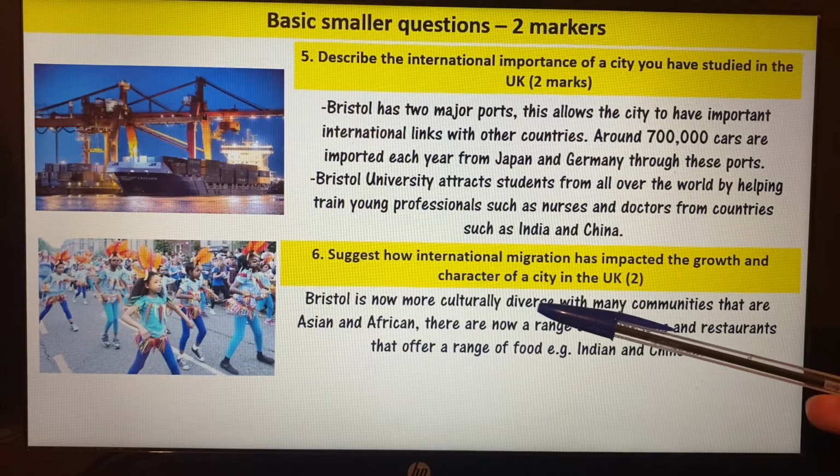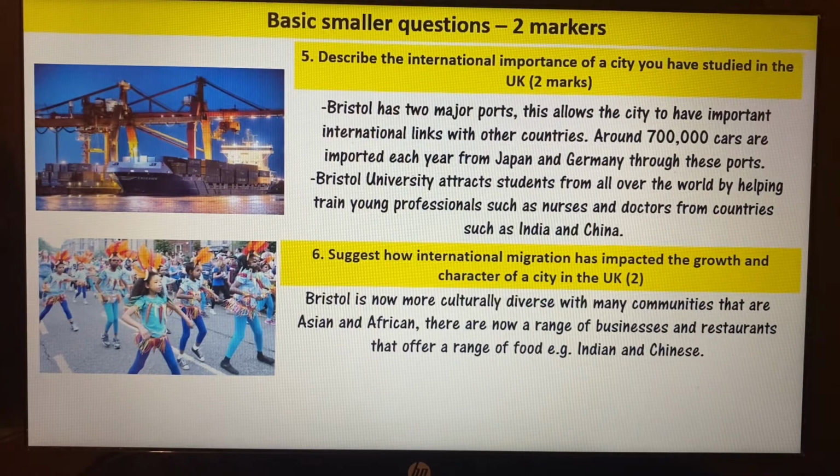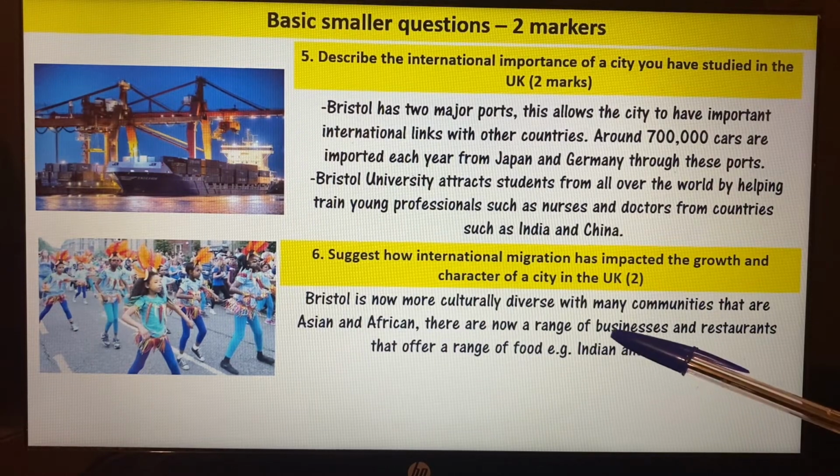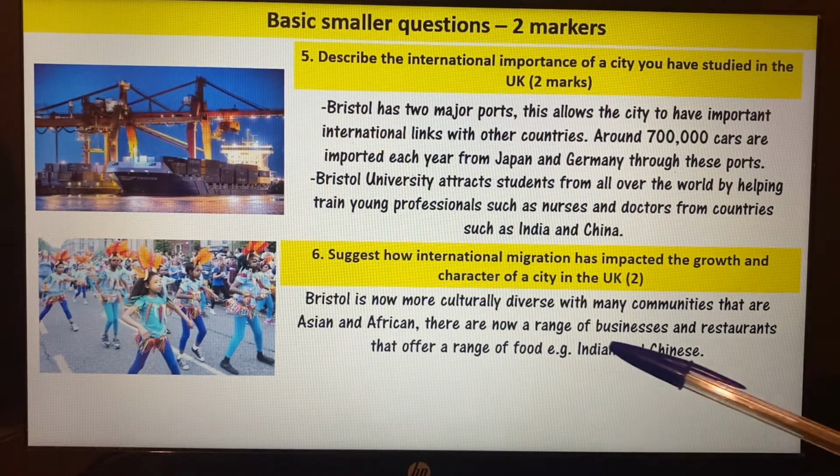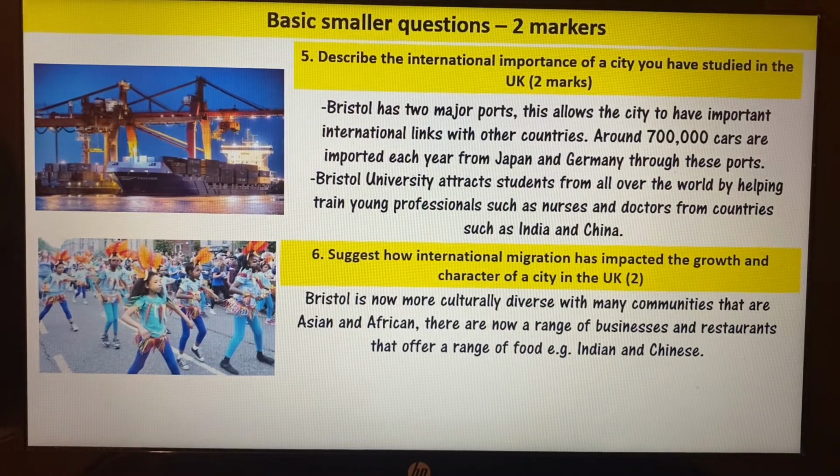Bristol is now more culturally diverse. We've got more Asian and African communities. But what about them? That just gets you a mark. Well, they obviously open up businesses, restaurants. We've got a range of food shops, let's say, including Chinese and Indian.